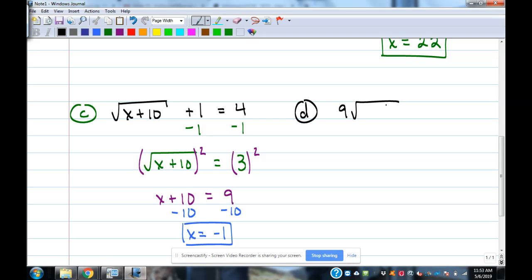9 times the square root of 1 minus 15v is equal to 36.